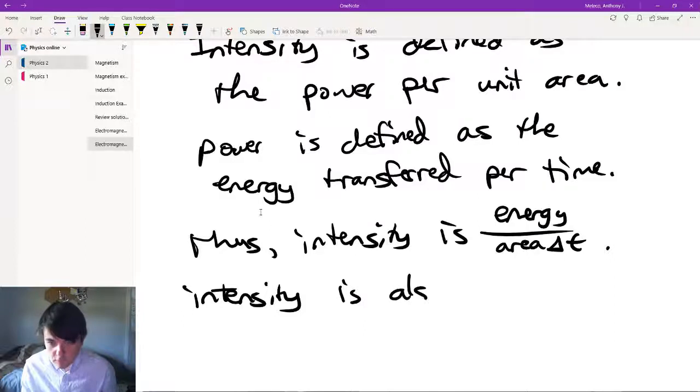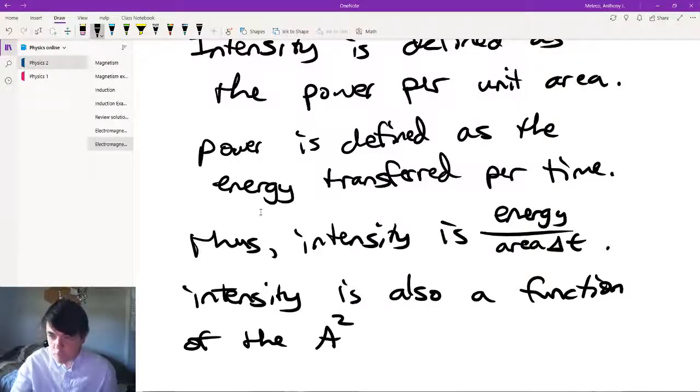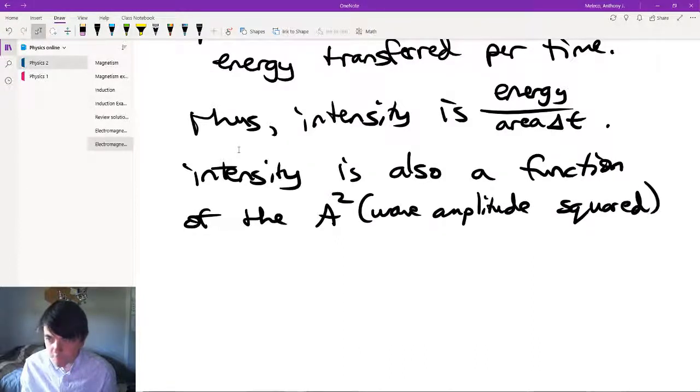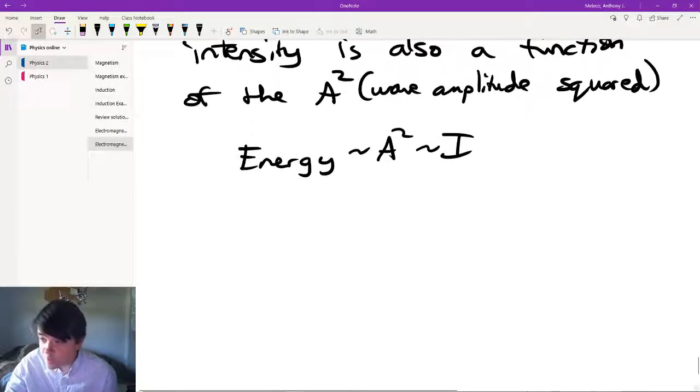Intensity is also a function of amplitude squared. Okay, so wave amplitude squared, as mentioned before. So if you want the energy transferred by a wave, it is proportional to the amplitude squared, and you can also find it through the intensity, which is energy per area over time. Okay, where it's proportional to that.